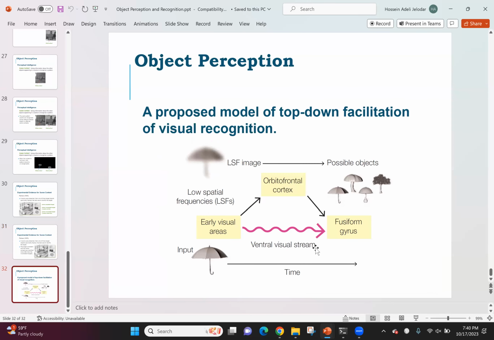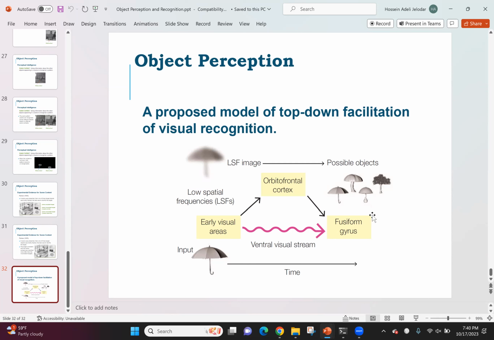Now, in terms of how people have been thinking about this, this is a model of top-down facilitation of visual recognition. This is the pathway that we talked about a lot over the past couple of weeks, where you have a visual input, and this visual input can go through your ventral visual stream to the fusiform gyrus. Fusiform gyrus is part of the IT, so don't worry about that name. The fusiform face area, for example, is in that. And you have early visual areas where the visual input comes through.